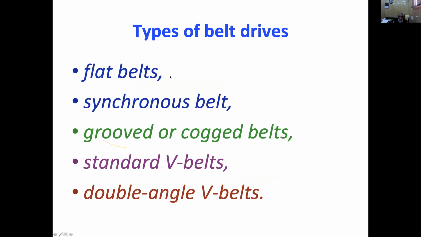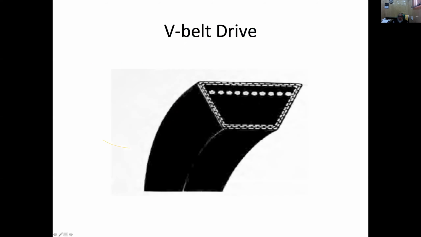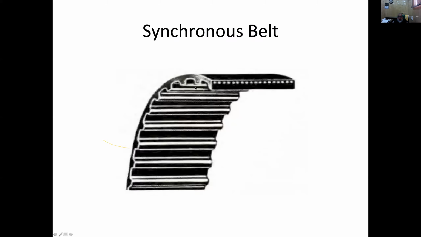Now you can see here the types of belts: flat belt, synchronous belt, grooved, cogged belts, standard V belts, double angle V belts. These cogged belts are used to increase the flexibility of the belts and also for the accuracy of the power transmission. Flat belts are generally used for rough uses, while the synchronous belts are used for accurate power transmission. Now here you can see the example of V belt drive, and here the synchronous belt, which has grooves that fit over the sheave of the pulley.